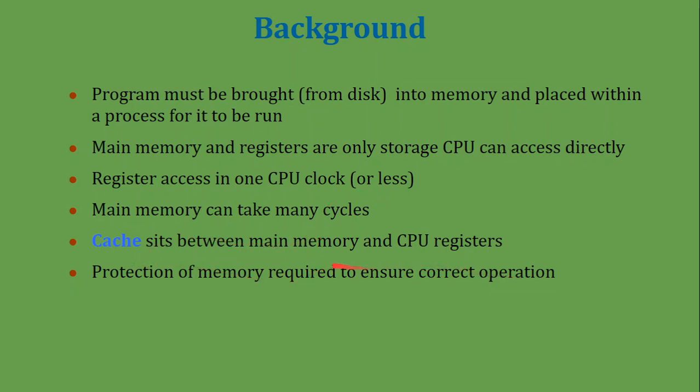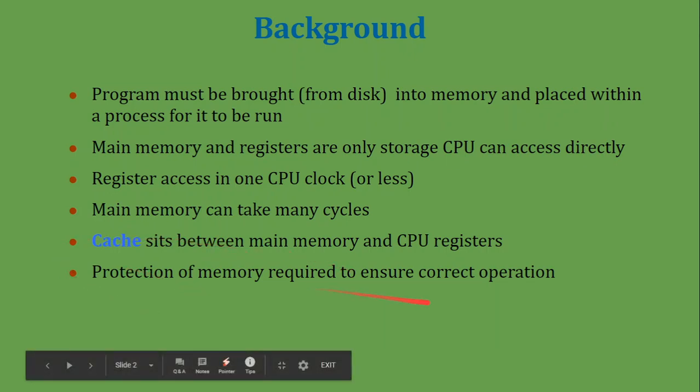Protection of memory is required to ensure correct operation. What does it mean? One memory area cannot overlap with another memory area. If it overlaps, the content will overlap, and the whole thing will collapse. So to maintain the boundary of the memory area, there should be some protection mechanism against unauthorized or illegal access. For that, the memory management part of the OS takes care using protection technology.